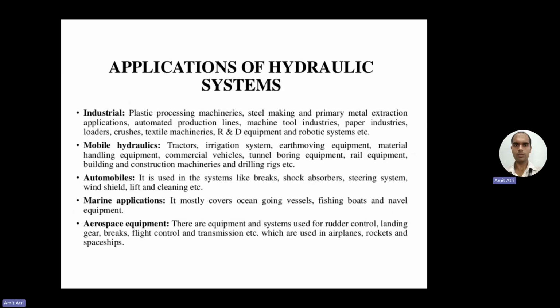Now the applications of hydraulic systems. So first one is industrial. So the plastic processing machinery, steel making, primary metal extraction applications, automated production lines, machine tool industries, paper industries, loaders, crushers, textile machineries, R&D equipment and robotic system.